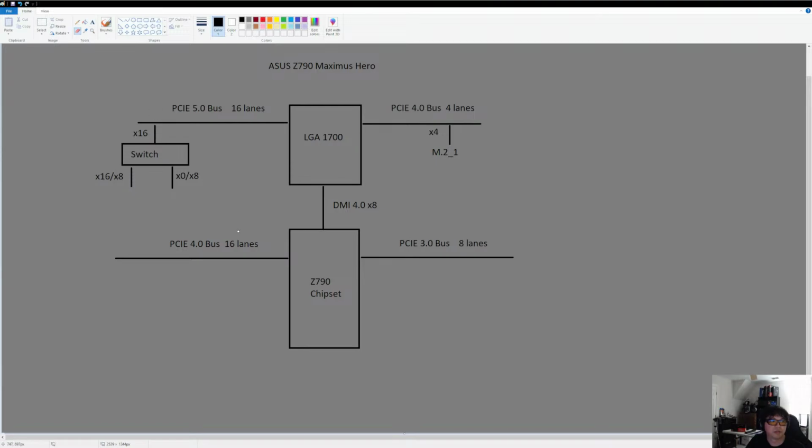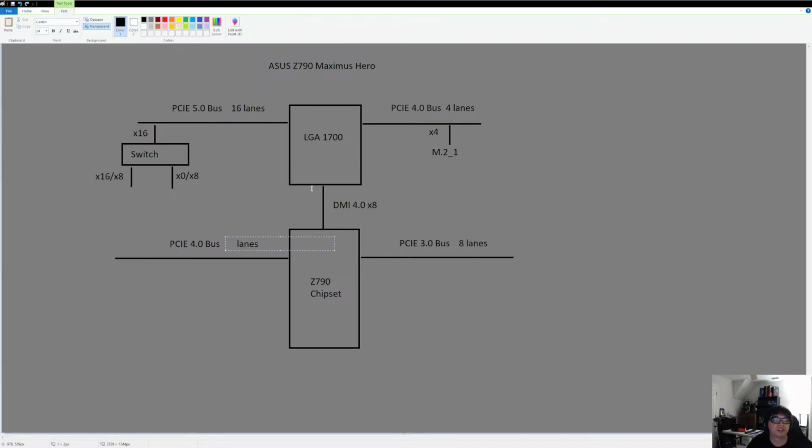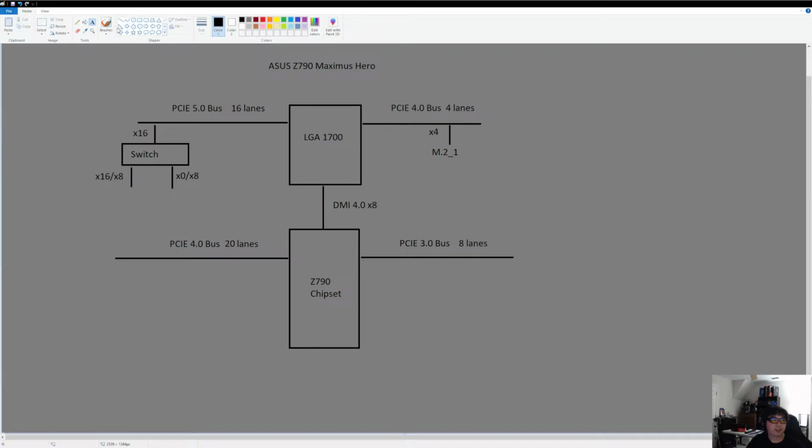So this is wrong. Wait, hold on a second, because there's 4. Yeah, okay, so there's 4 more. So that's actually 20 lanes. I knew something didn't seem right. I was like, how am I going to wire up that Thunderbolt controller? So you get 20 lanes of Gen 4 here, and then I think 8 lanes. Yeah, that's right, 8 lanes. So we have 8 lanes over here, and then we have 20 lanes over here. That's a lot of lanes of Gen 4 on the chipset.